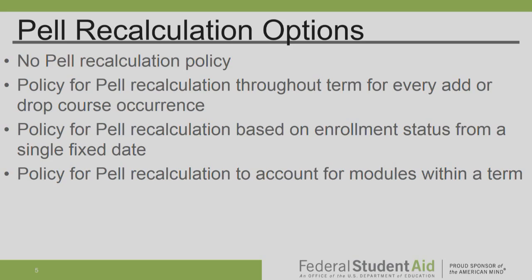Also, you can have a policy for a Pell recalculation based on enrollment status from a single fixed date. And I'll go over that with you and some of the unusual things that you might run into, such as withdrawals or late starts and things like that. Or, this is always fun, we can have a policy for Pell recalculation to account for modules within the term, meaning the Pell recalculation date has a relationship with modules within a term. I'll go over that in great detail, and that'll be a lot of fun, okay?